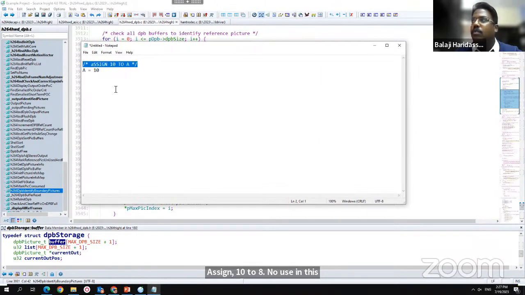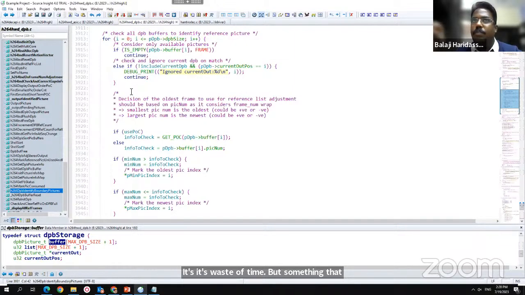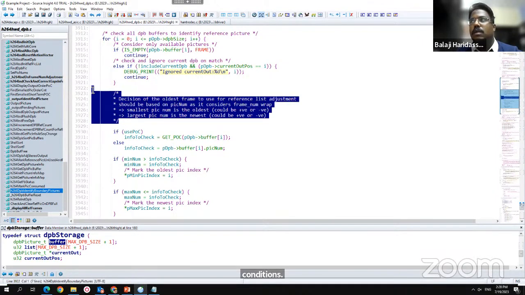Correct? Absolutely no use in this comment. Something that is very evident in the code, we should not comment. It's a waste of time. But something that requires a real understanding of the product or some conditions, so that you have included this condition, really requires commenting. We should know where to put what comment.